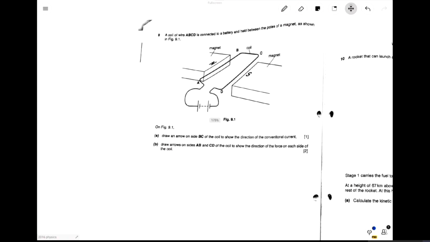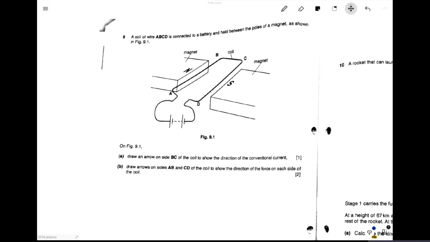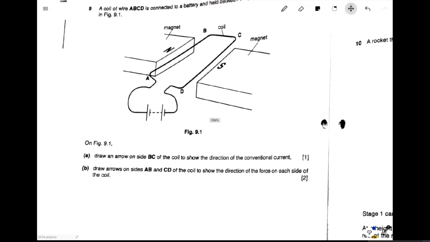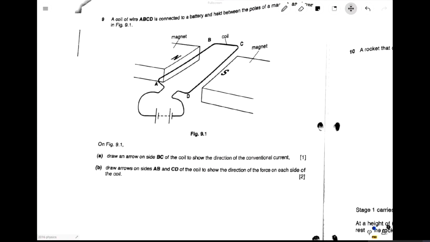Next. Oh man. What was that? I don't know. Skip. 3 marks. Oh, okay. Draw an arrow on side BC to show the direction of the current. Okay, we don't give up, right? We try. So what's the direction of conventional current? BC. Conventional current is from positive. So it goes out here. Current flows this way. Comes out from plus.